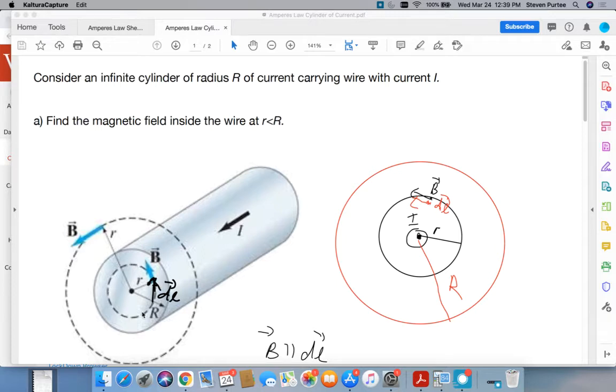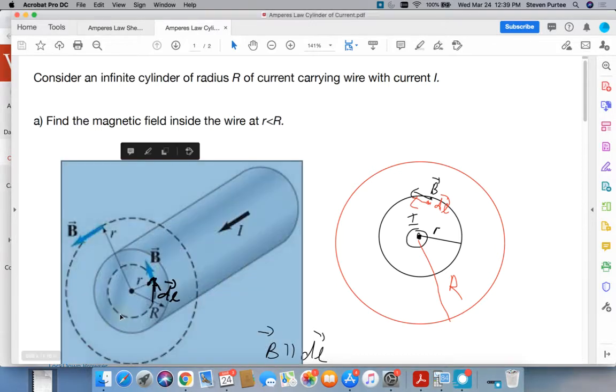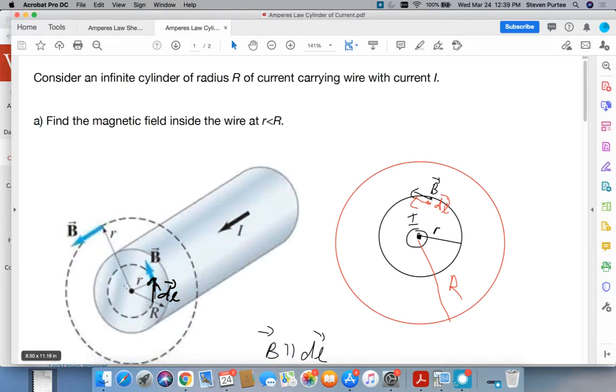So we know just by symmetry that B, the magnetic field, follows the right-hand rule. B has to go in circles. So the magnetic field lines would go in circles and has to be constant a distance r away from the center. B in magnitude here should be the same as here and here and here and so forth. So I'm going to exploit that symmetry.